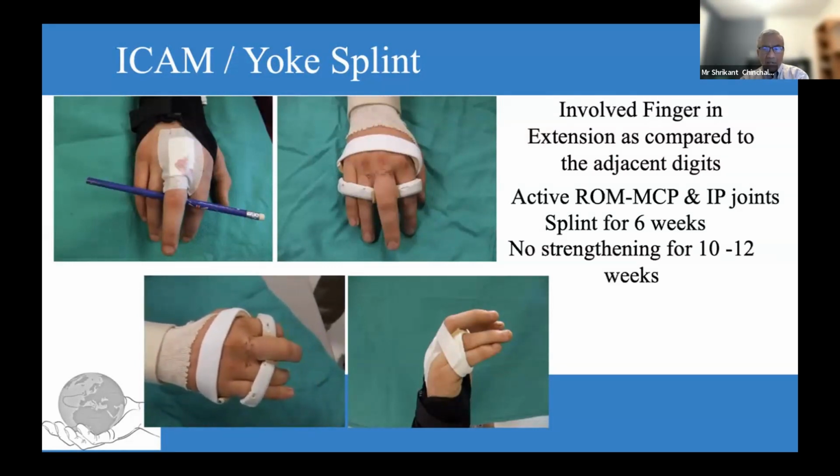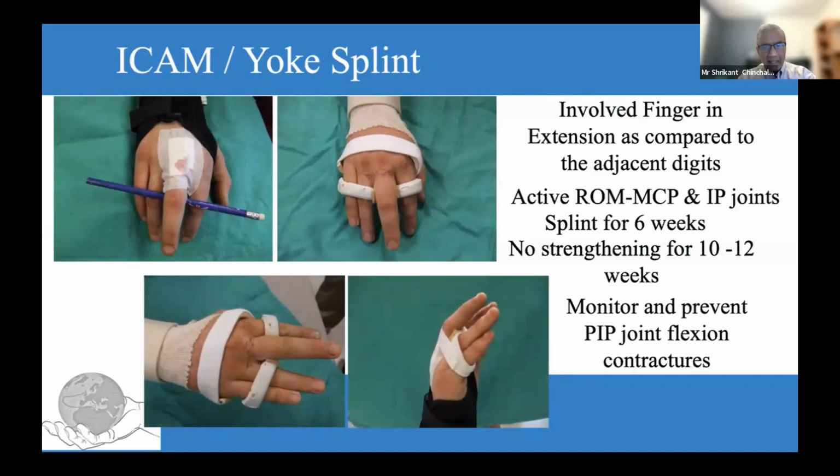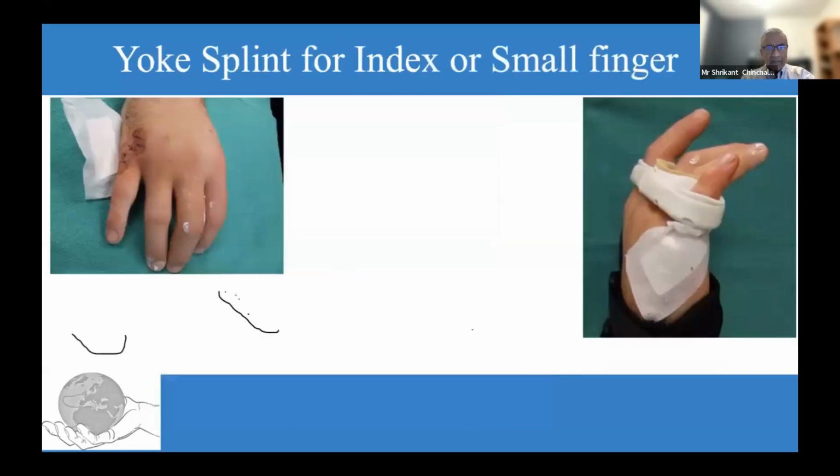We encourage these patients not to perform any strengthening exercises for a 12 week period of time, and the results are quite remarkable. So it's important that we continuously monitor and prevent PIP joint flexion contractures, because some extension of the involved finger in relation to adjacent digits will cause the PIP joint to droop in flexed position, and that will lead to PIP joint flexion contractures. So intermittently, patients' PIP and DIP joints should be held in neutral within that same splint.